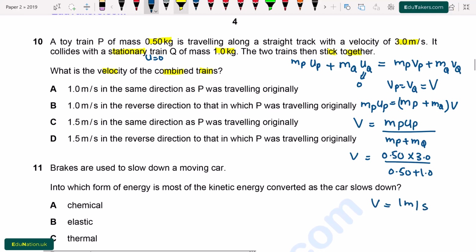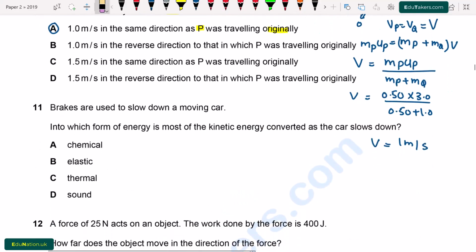Now we see the options. Option A, 1.0 meter per second in the same direction as P was traveling originally. This option is basically correct. So the combined train moves towards the direction of the train P that was traveling originally. So option A is correct.